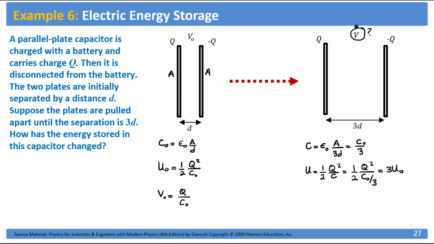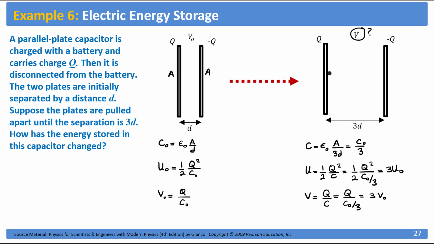Now let's see if the voltage changes. I know this is not part of the question, but let's have a look at it anyway. The final voltage from the capacitor equation is Q over C, which is going to be Q over C0 over 3, which is going to be 3 times V0. As you can see, the voltage between the plates increases by a factor of 3 while we are at it.